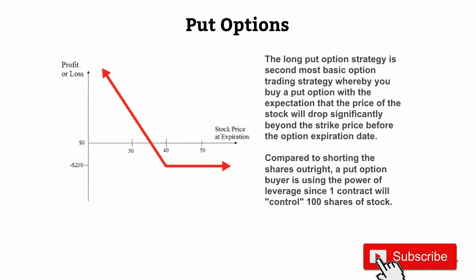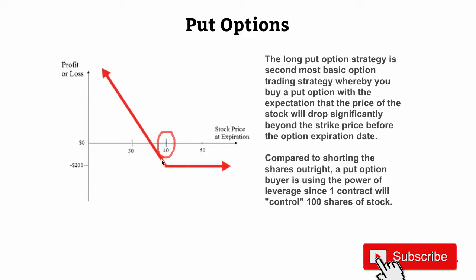Now, this is where you can build a bearish position in a stock for limited risk by using a long put option. And in this case, what you're basically saying is your strike price becomes the price at which you guarantee that you're going to sell shares in the future.